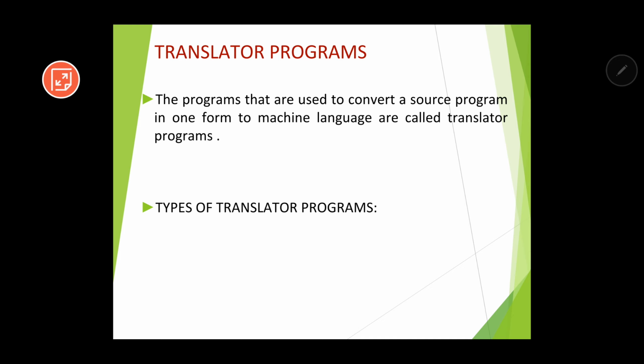Okay, so there are three types of translator programs. Let's see them one by one. The first is assembler, second is compiler, and the third is interpreter. I'll go into the details of all these three types of translator programs.